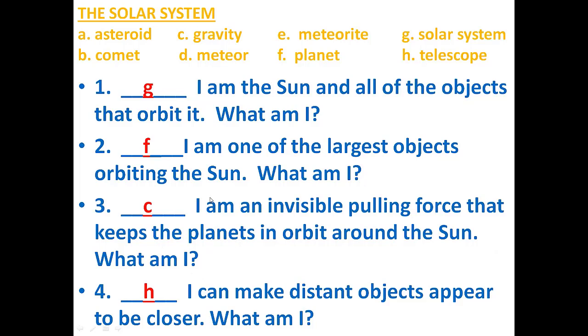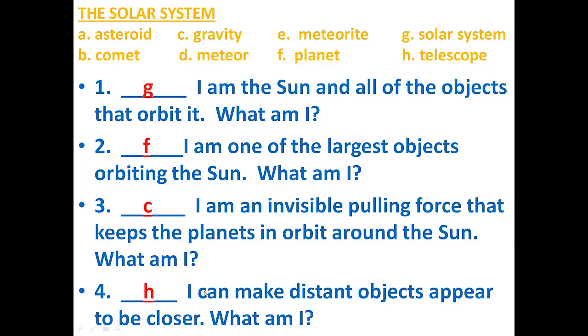Number next, I am an invisible pulling force that keeps the planets in orbit around the sun. What am I? The answer is gravity. Gravity is the pulling force. We studied about this in our previous sessions. The invisible force which is pulling the objects together. So this is the gravity. Answer is C.